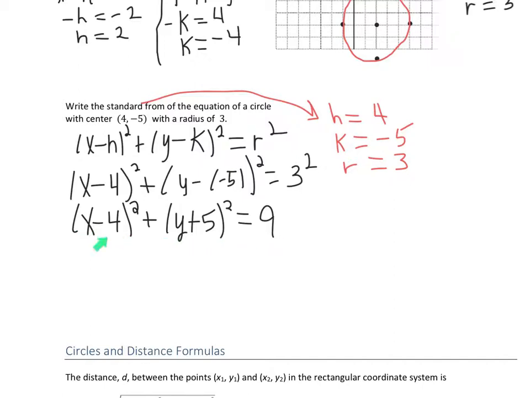If you were to graph this, again, you'd be going in the x direction the opposite way, so right 4, and in the y direction, opposite, because the plus 5 is inside, so this would be down 5. So that's right 4, down 5, and then do a radius of 3.